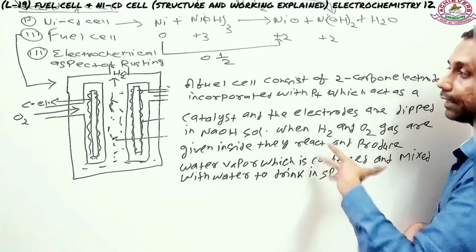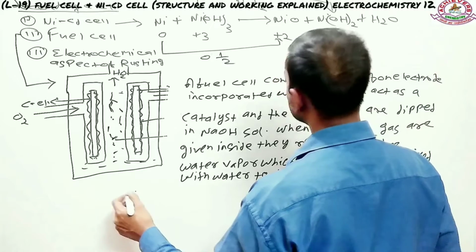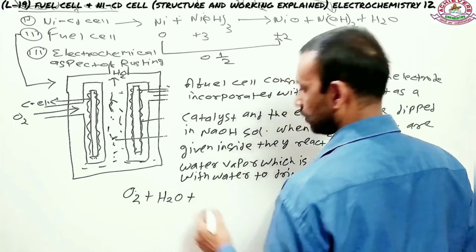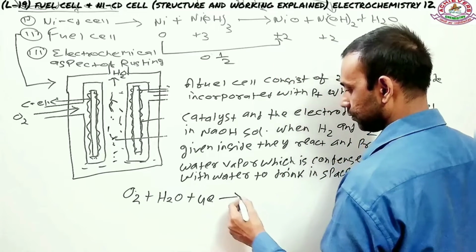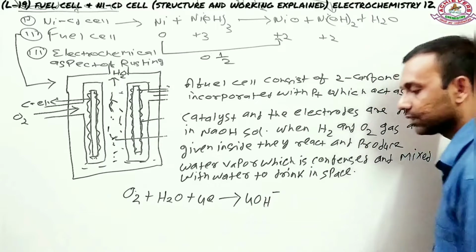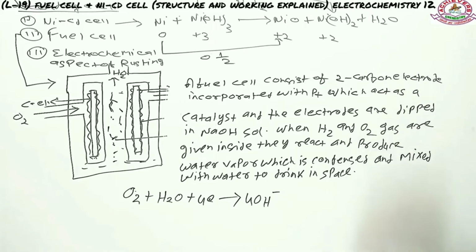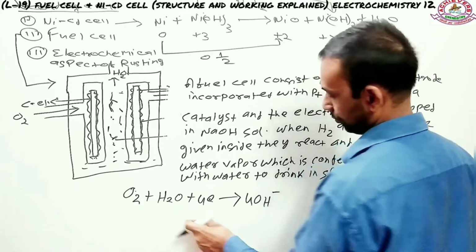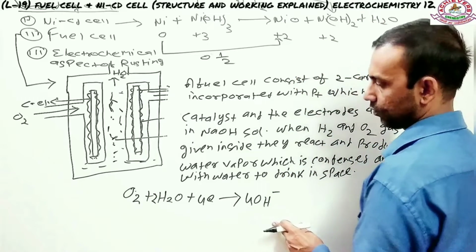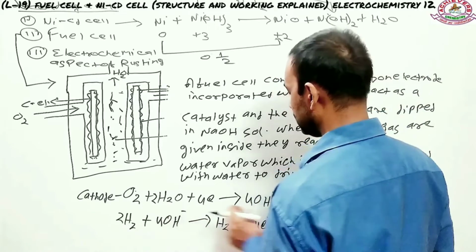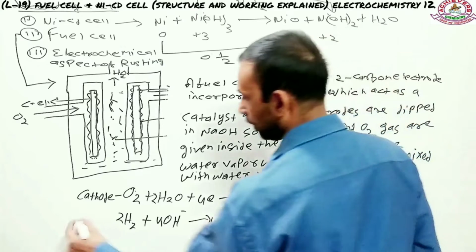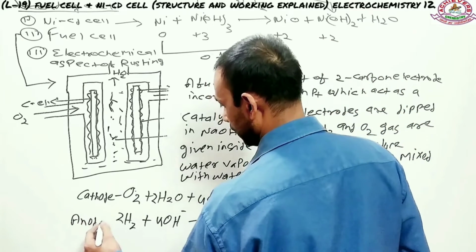Now, one more thing is that I need to go through the equation part. In this process, oxygen reacts with water and electrons, and it produces hydroxide ion. If I need to balance, there are four oxygen here, so 2 H2O. Now in the other half reaction, hydrogen reacts with these 4 hydroxide ions and they convert into water. So there will be 4 water molecules. This is your anode half reaction.